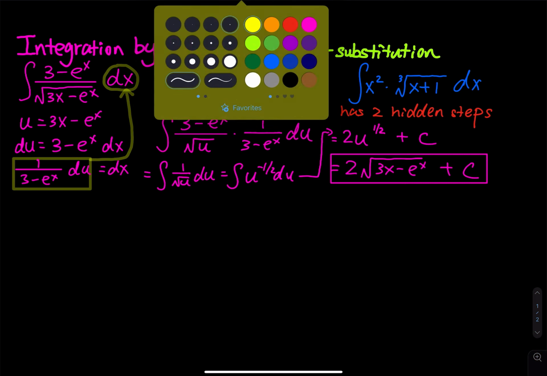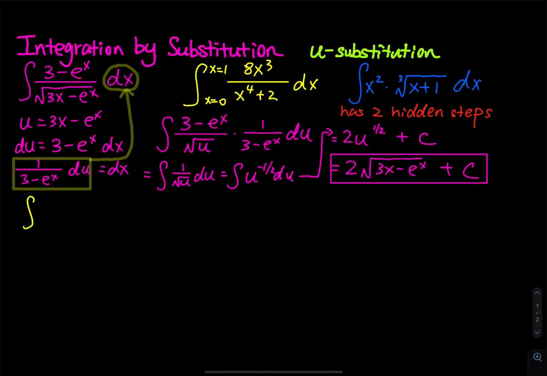Let's do that. So the next problem, we have the integral where x goes from 0 to 1. We usually don't write the x equals, but I need to emphasize that the 0 and 1 are what x equals to. And then you have 8x to the 3rd power divided by x to the 4th plus 2, and then this is a dx.